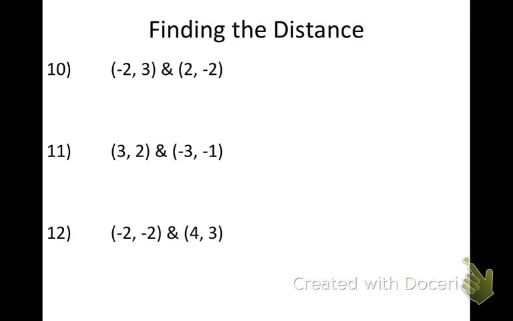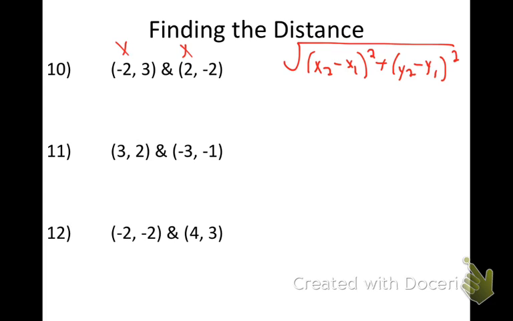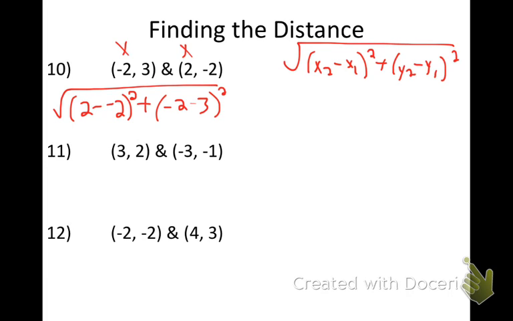So number 10 here. Distance formula states x2 minus x1 squared plus y2 minus y1 squared. Okay, so I want to identify my x values here. Ty, what are my x values? Negative 2, 2. Okay, there's my x values. So I'm going to say square root of 2 minus negative 2 squared plus, what are my y values, Ty? 3 and negative 2. So negative 2 minus 3 squared. Okay, I have two negatives here next to each other. Two negatives get me a positive, right? So 2 plus 2 gets me.